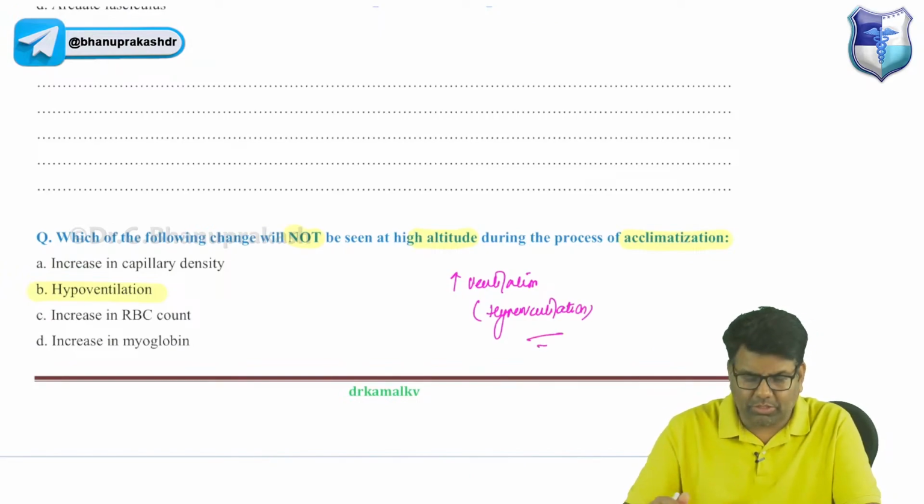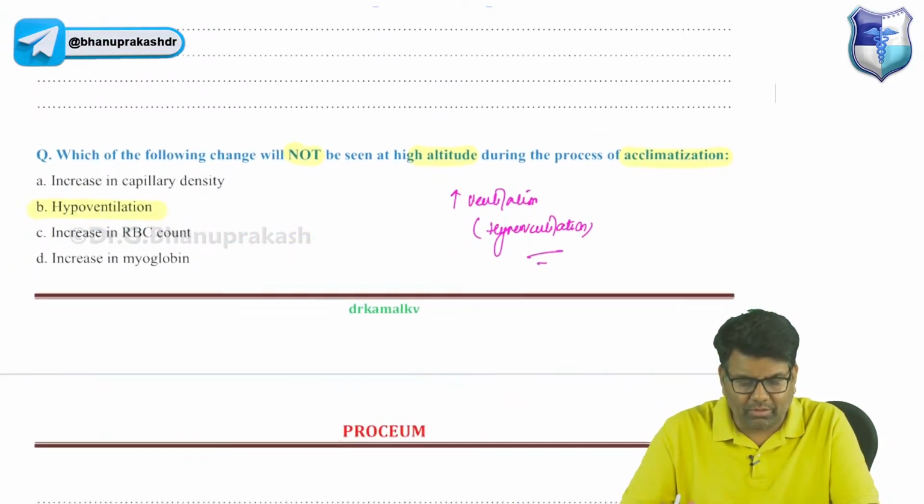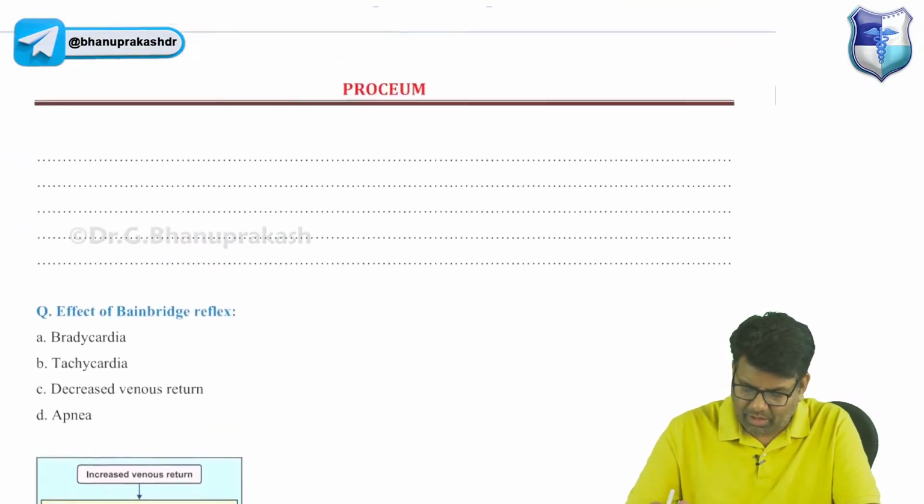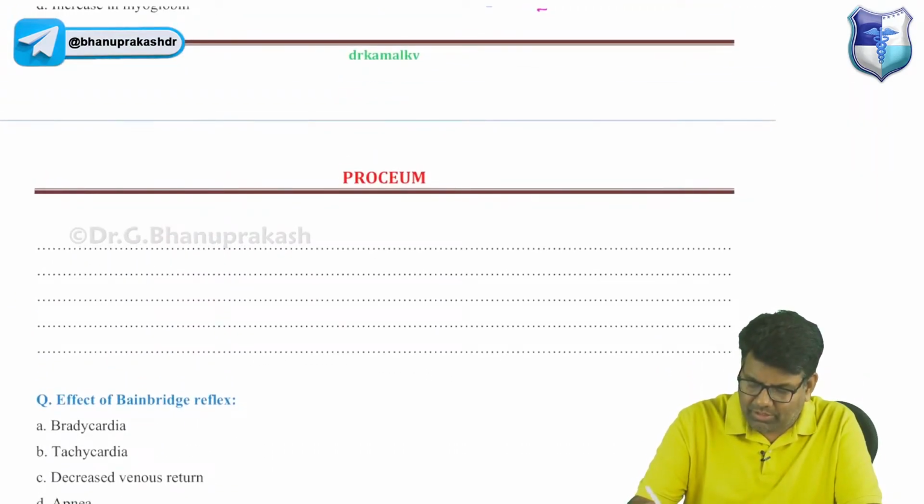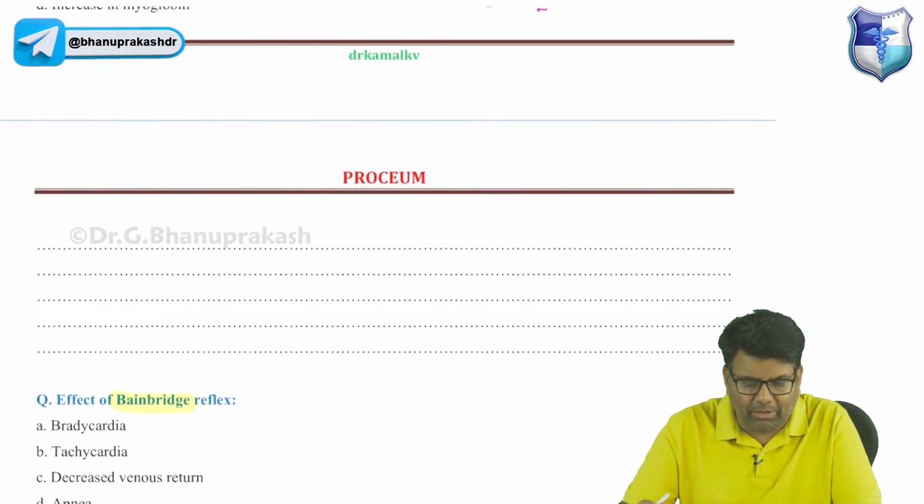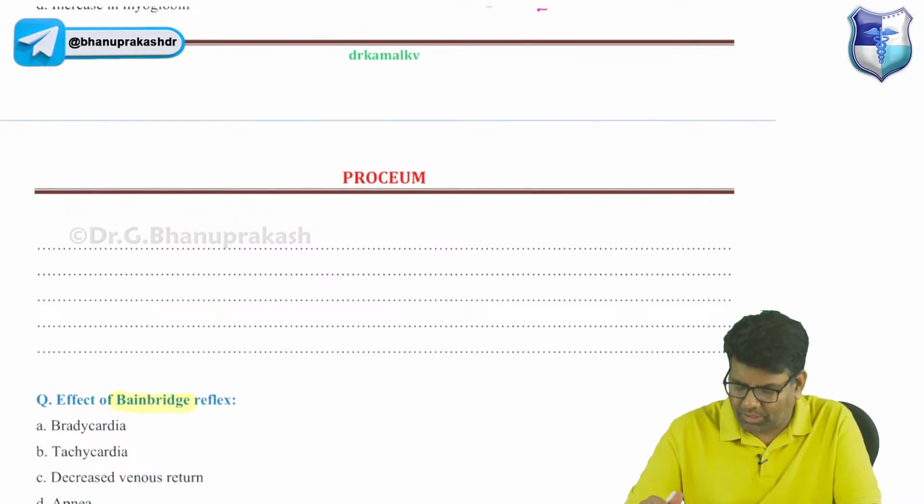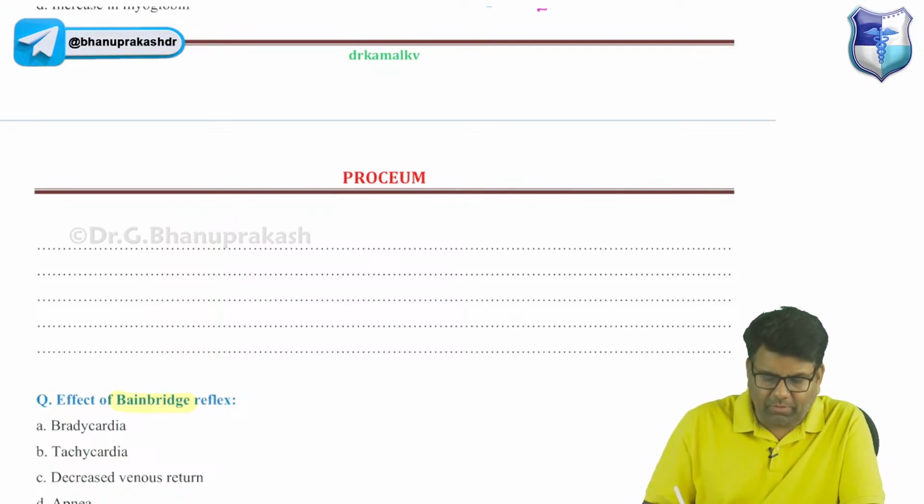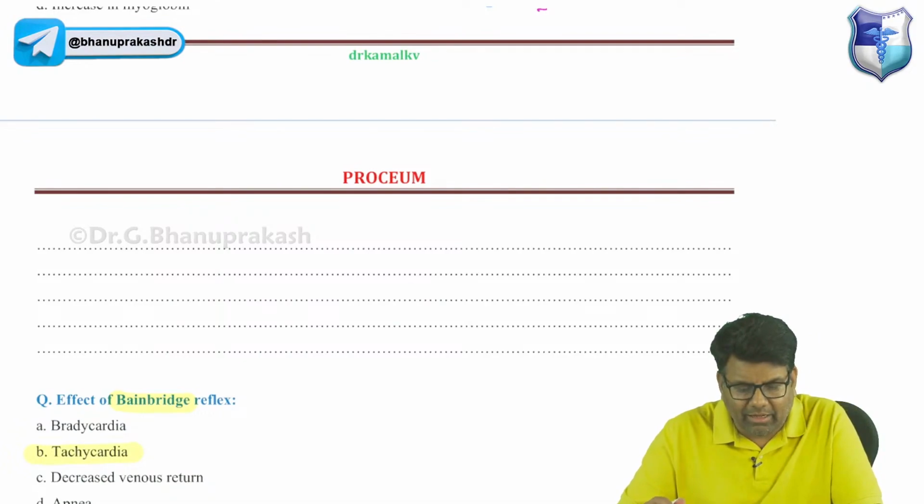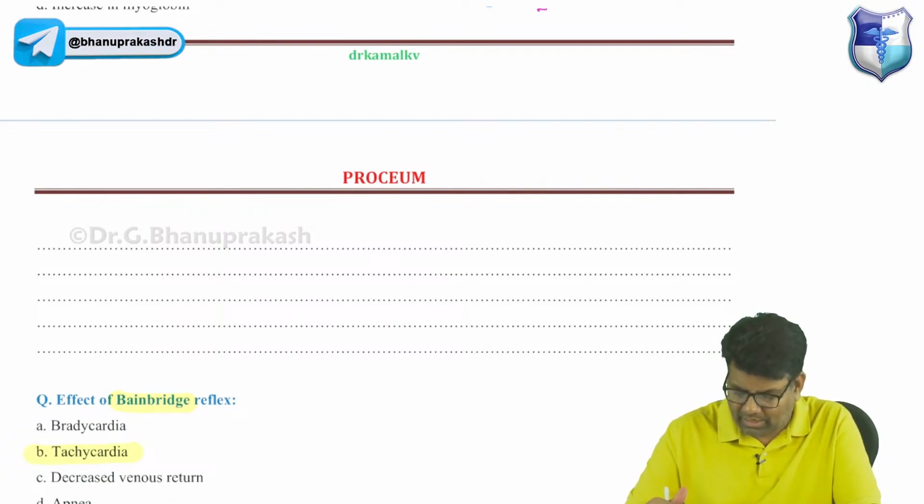Here, it's not hypo, it should be hyper. Yes, everyone is right. Now, what is this Bainbridge reflex? What is the effect of Bainbridge reflex? Yes, Pratisha, you're right. Bainbridge reflex finally leads to tachycardia, right? So it will finally lead to tachycardia.